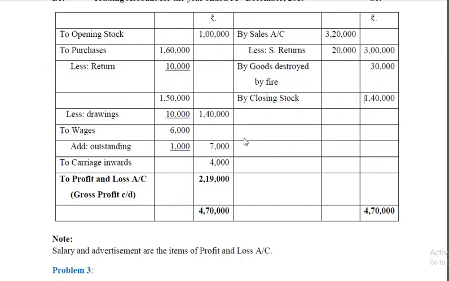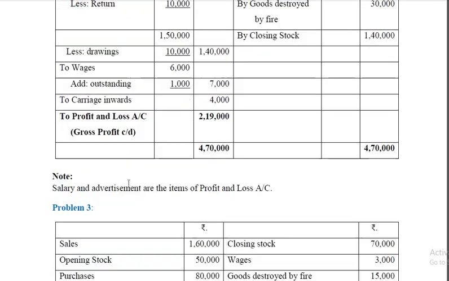Then you have to compare the two sides. Here in this problem, credit side is more than debit side. So to profit and loss account, within bracket, gross profit carried down. Even though this is the proper way, the normal practice is to write gross profit. If the debit side is more than credit side, you can write gross loss. But the appropriate way of writing is to profit and loss account because that is being transferred to profit and loss account. Then within bracket you can write gross profit carried down.